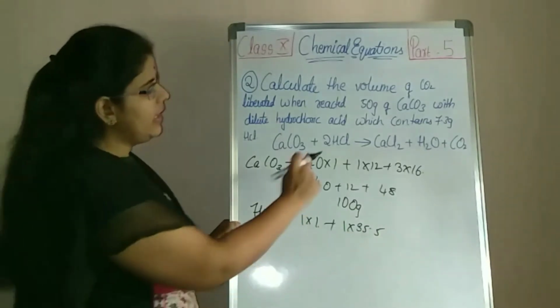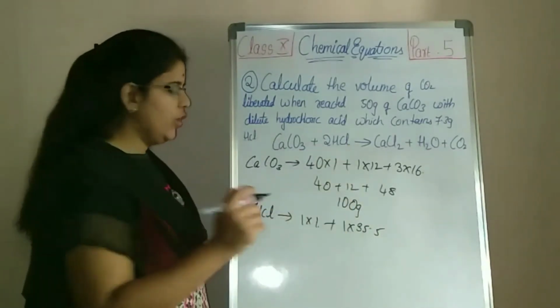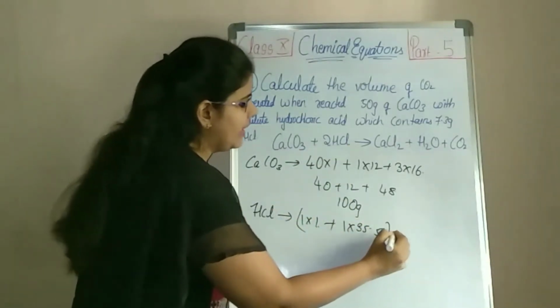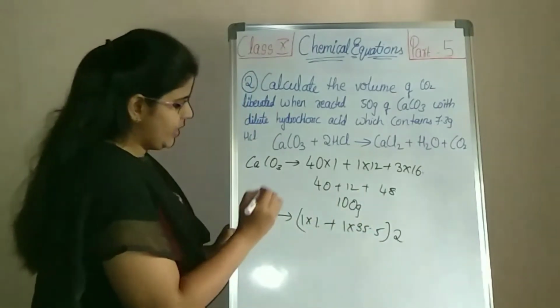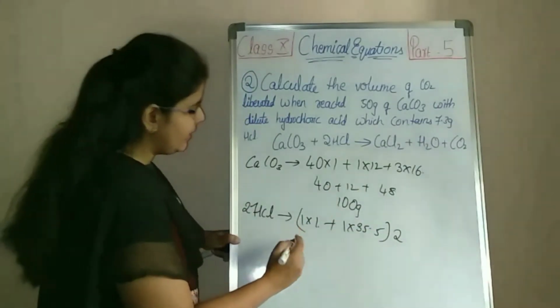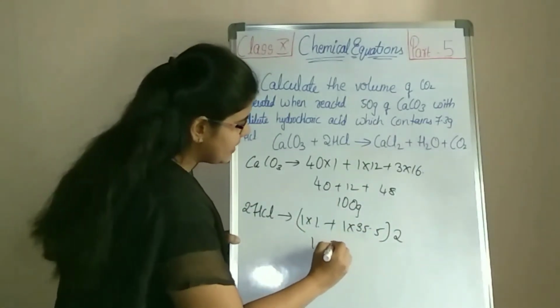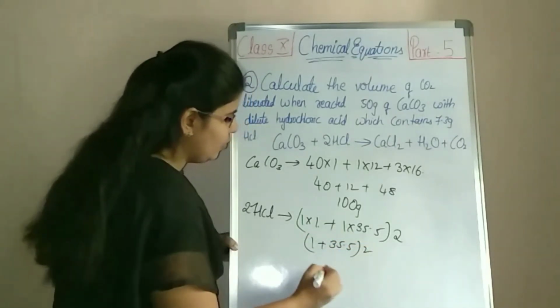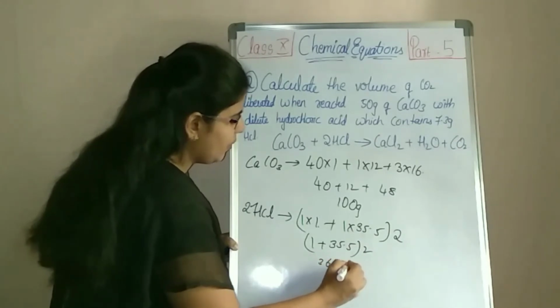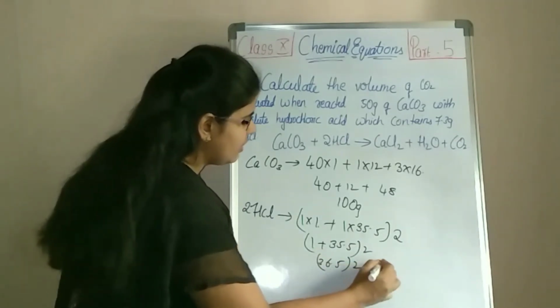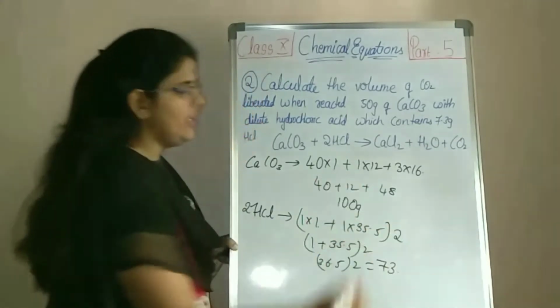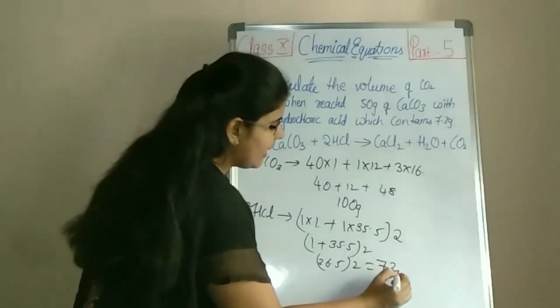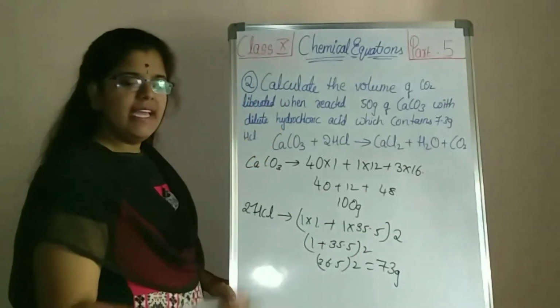Okay. But here, how many moles have they taken? On the whole 2 moles. So in the brackets, 2 moles. Okay, so let us calculate it now. So 1 plus 35.5, into 2. So that is 36.5 into 2, which equals 73. Okay, so 73 grams of HCl is reacting.